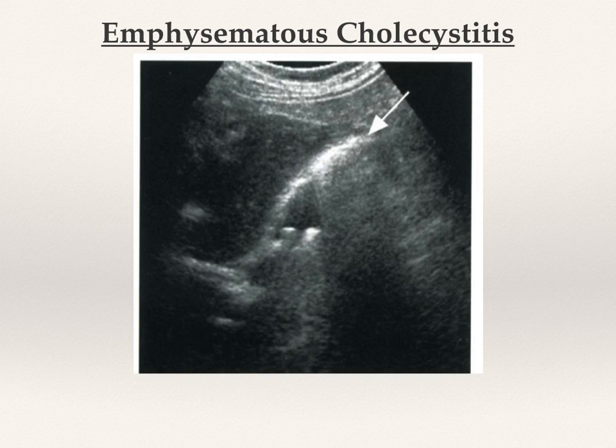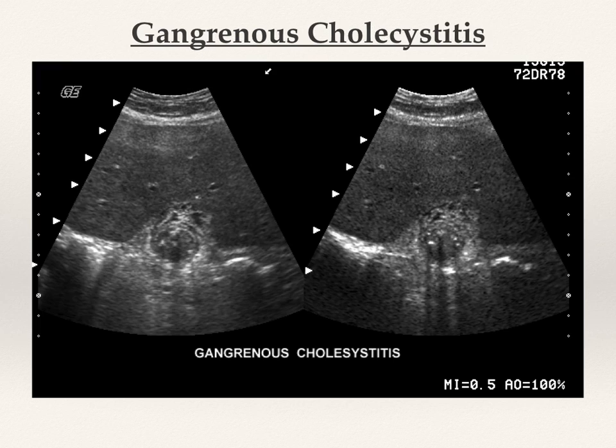Gas can be seen within the wall and lumen of the gallbladder and again is characterized by dirty shadowing as is pointed out by the white arrow in this image. Movement of the gas bubbles can be precipitated by pushing down or moving the patient.